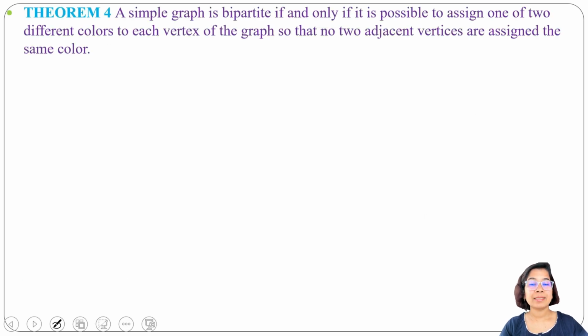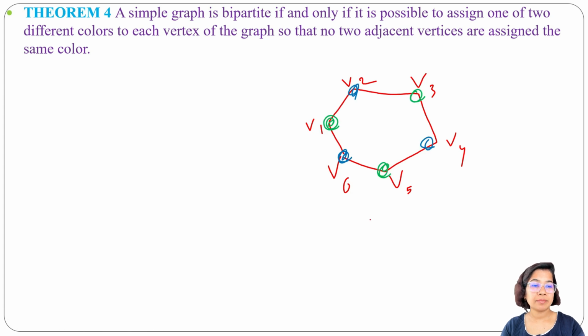Now theorem 4: a simple graph is bipartite if and only if it is possible to assign one of 2 different colors to each vertex of the graph so that no 2 adjacent vertices are assigned the same color. Let's take an example of C6. So V1, V2, V3, V4, V5, V6. This is a cycle. If it is possible to assign one of 2 different colors to each vertex of the graph so that no 2 adjacent vertices have the same color. Here you can see no 2 adjacent vertices are the same color.